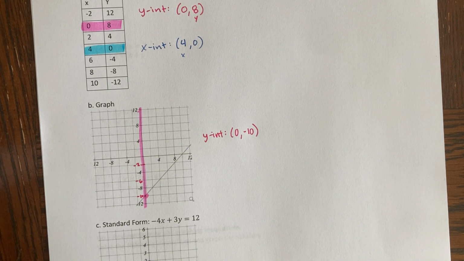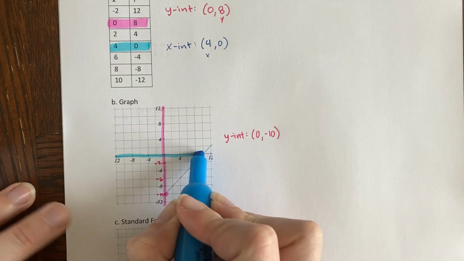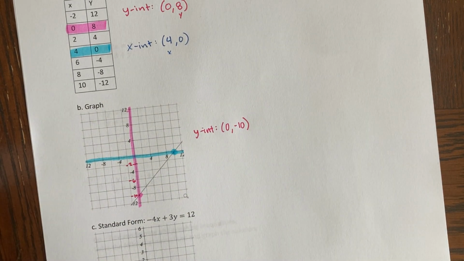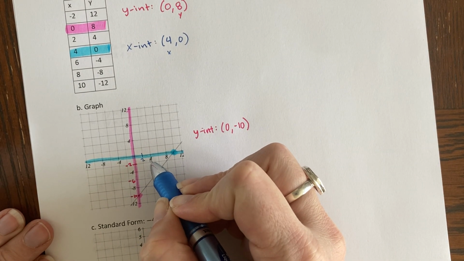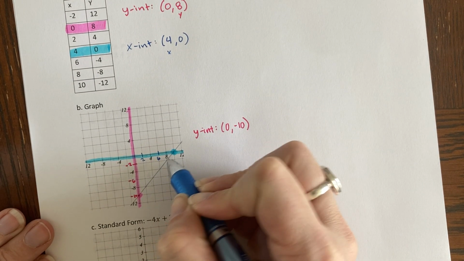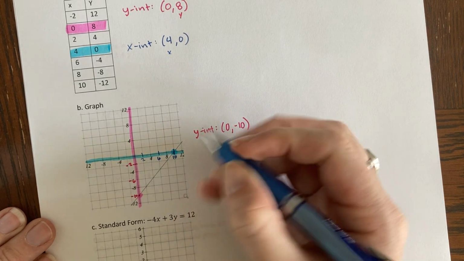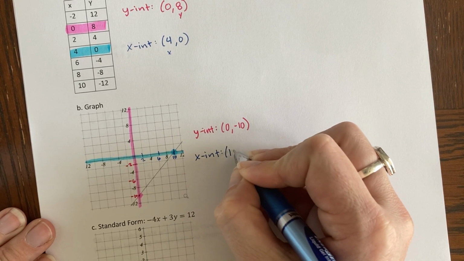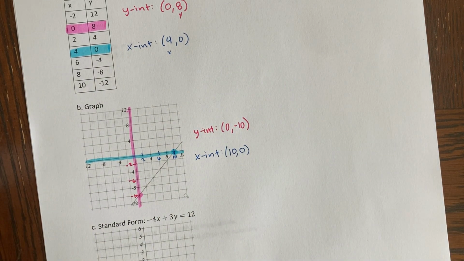To find the x-intercept, I look along the x-axis for where my line intersects right here. When I count, it goes by 2, 4, 6, 8, 10, 12. My intersection is at +10 for the x, 0 for height.